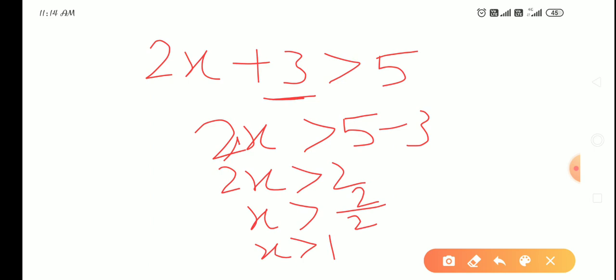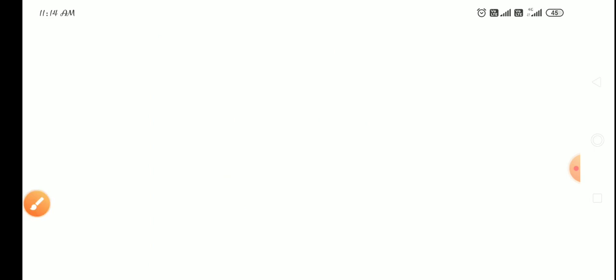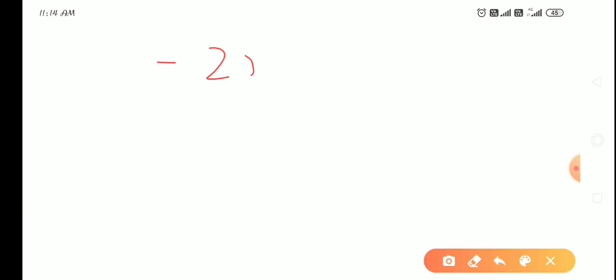So like this you can solve, but I will tell you some new rules. Suppose that minus 2x is greater than minus 4, or plus 4, you can take either. Here you are going to divide both sides of the inequation by minus 2.